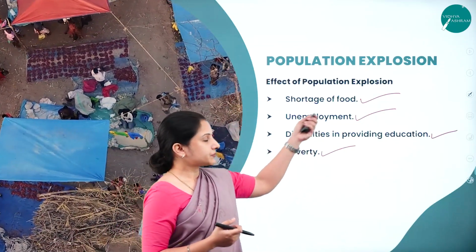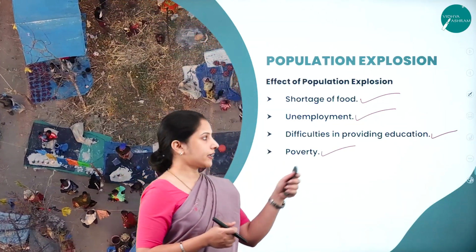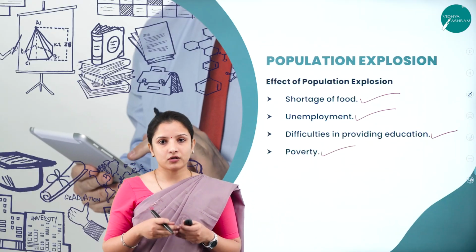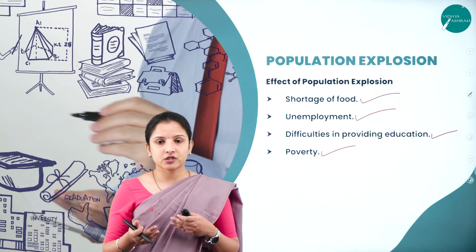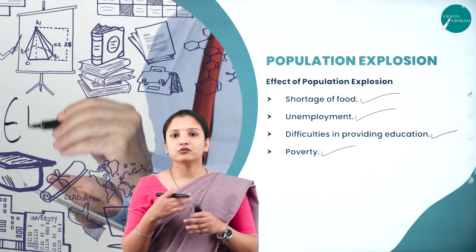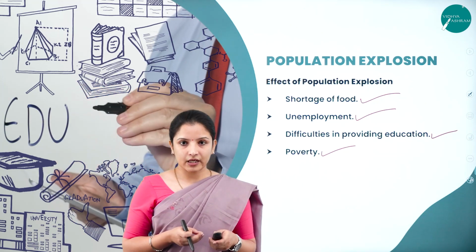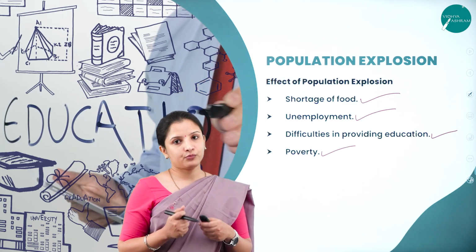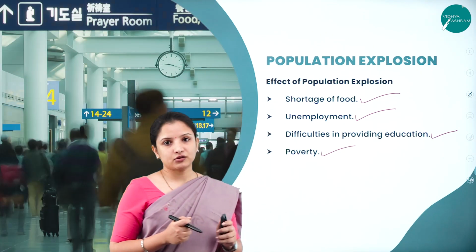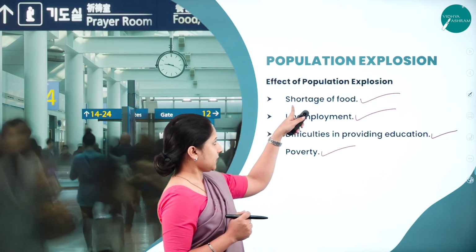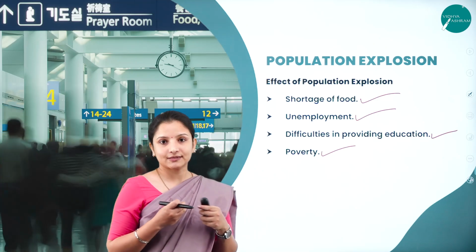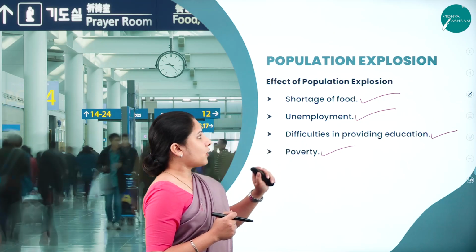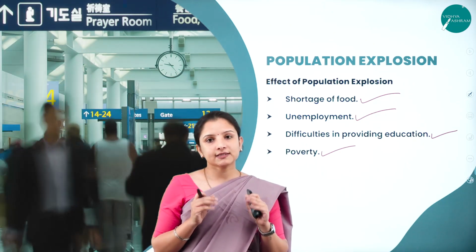And not just that, if there is population explosion, I told you there will be difficulties in providing education. If education is not given to a child, in the future he may not be able to get a good job wherein he can earn a good amount to take care of his family. So that will also lead to poverty. So these are the different effects of population explosion. One is shortage of food, the other is unemployment, the other is difficulty in providing education, and also poverty.